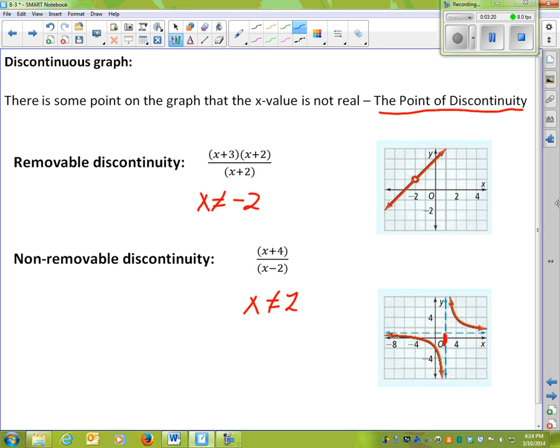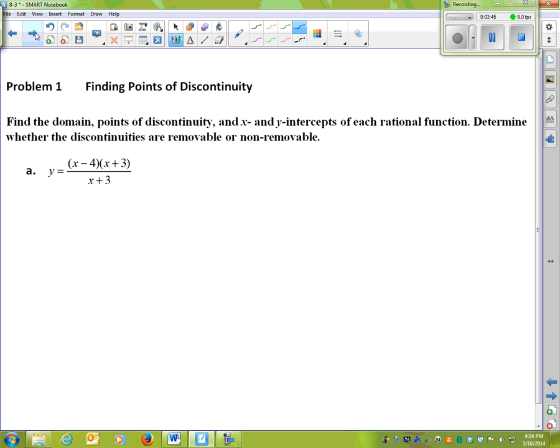Okay, so a removable discontinuity is one point on a graph that I can take out. If you're looking at the equation, I can see that x plus 2 can be reduced or removed out of the equation. Non-removable, nothing can be reduced, and you have an asymptote in your graph. Okay, so our first problem, they want us to find the domain, all points of discontinuity, x and y intercepts, and then determine whether the discontinuity is removable or non-removable.